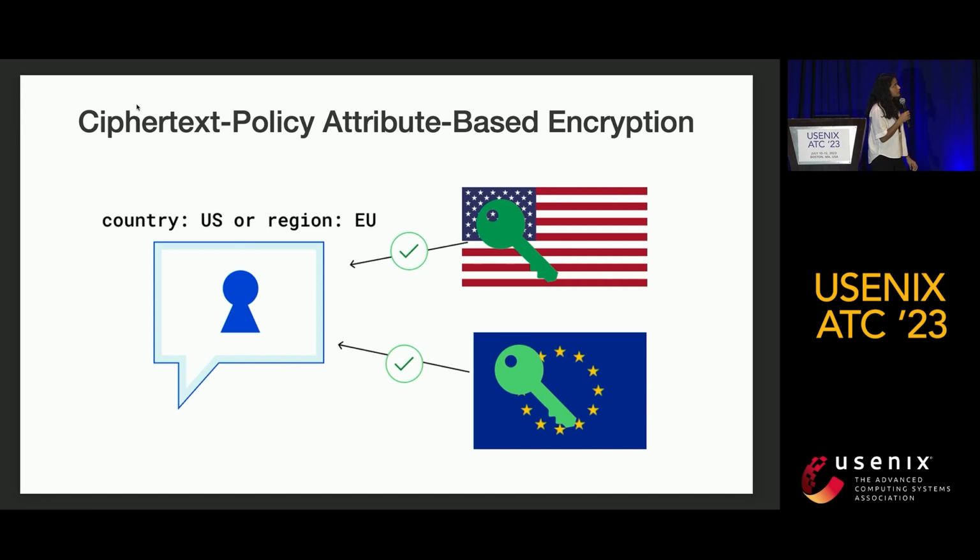Quickly, the variant of ABE that we use is ciphertext policy ABE, and this is the more natural form of expressing access control. Basically, you have a message that's been encrypted under a policy, which is country US or region EU. Any user that has the right set of attributes that satisfies the policy is able to decrypt it. So in this case, both US and EU are able to decrypt the message, but country Brazil could not decrypt it.